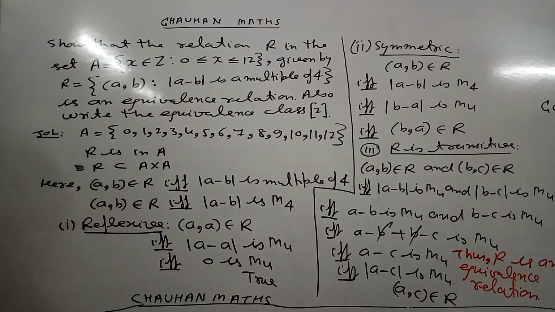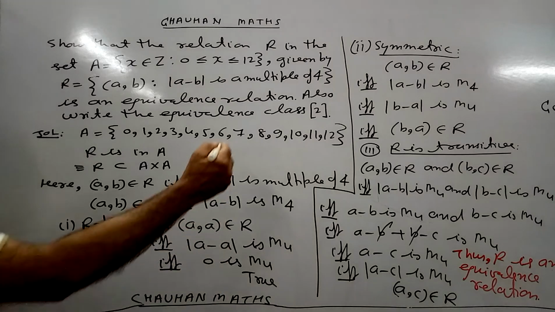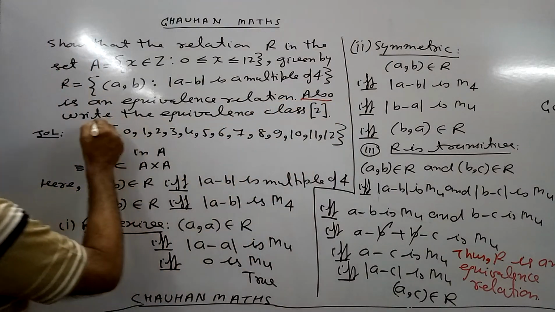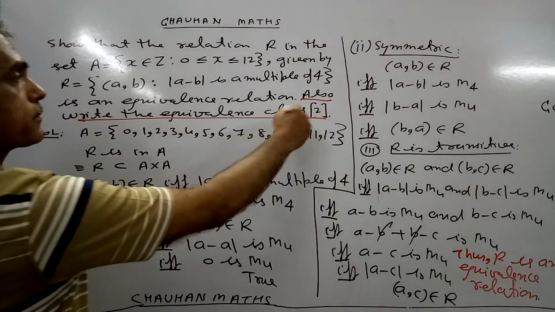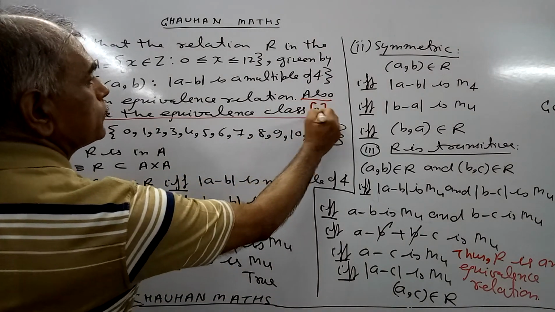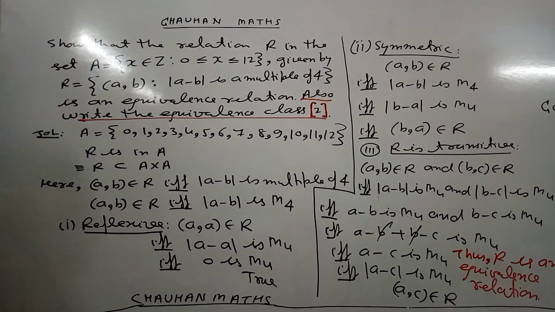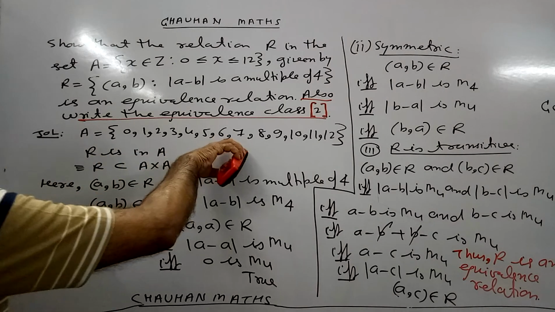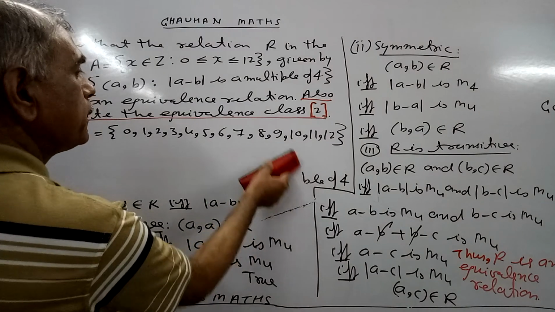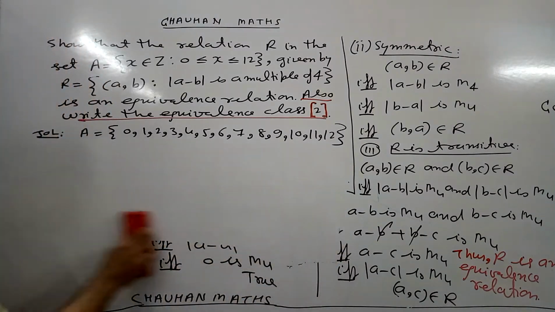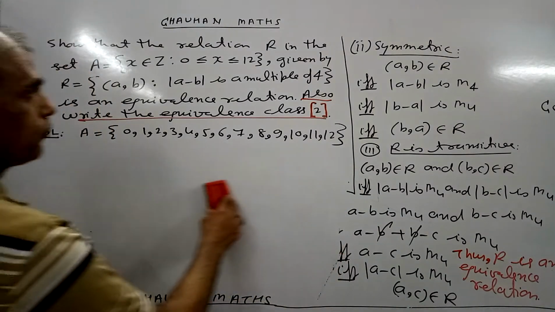Now we will do second part of the question. Also write equivalence class namely 2 bracket 2. This equivalence class we are going to write. Set A required again, and the definition will also be required. Remaining things we remove from here.